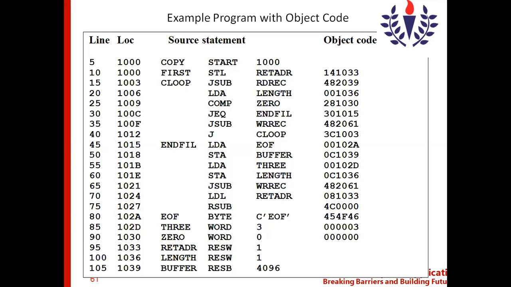And if you look at line number 85, in the operand field you have 3, an integer constant. The integer constant will be converted into a number, and the number is the same as the integer constant. That is why, if you look at the object code, it is 000003. In line number 90, again the constant is 0, so the object code has the value 000000. And line numbers 95, 100, 105 don't have object code because these are all pseudo instructions.